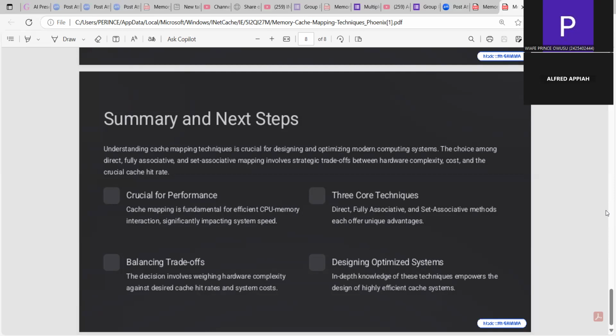And when it comes to the balance of trade-offs, the decision involves weighing hardware complexity against cache hit rate and system cost. And under the three core techniques, direct, fully associative, and set associative, each offers unique advantages. And under designing optimized systems, in-depth knowledge of these techniques empowers the design of highly efficient cache systems.